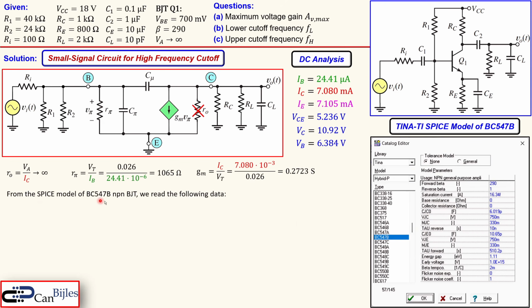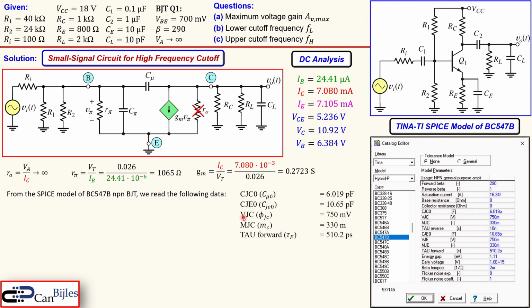Now, from the SPICE model of this BJT BC547B NPN BJT, we read the following data. Now, this is the important part. Again, CGC0 is actually called the C mu 0. That is actually the SPICE notation. In this case, we read here, if you look at it, 6.019 picofarad. Now, CGE0, that is what we need for the C pi. That was 10.65 picofarad. That's actually shown here.